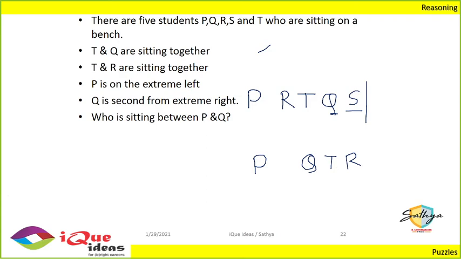If this is Q, this is the extreme right. We already have two people. Second from the extreme right is T. We cannot have this position at all. That means PRTQS is our best arrangement. Now in this case, who is sitting between P and Q? So both R and T are sitting between P and Q. Right? Both R and T are sitting between P and Q. Did everybody get this one?